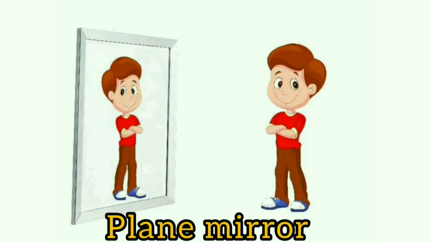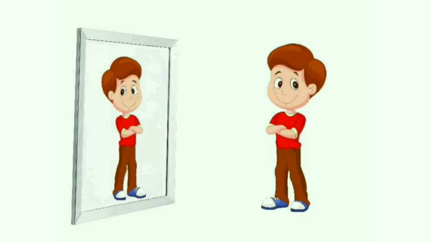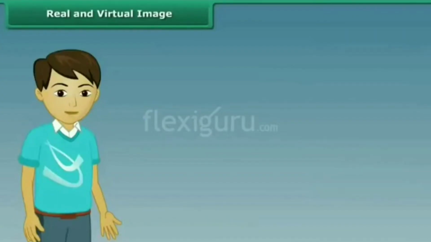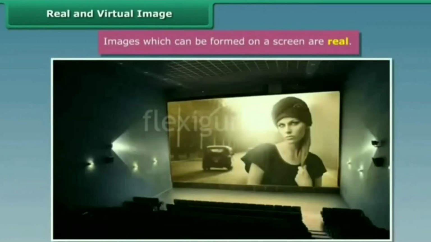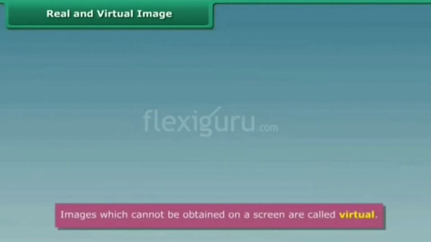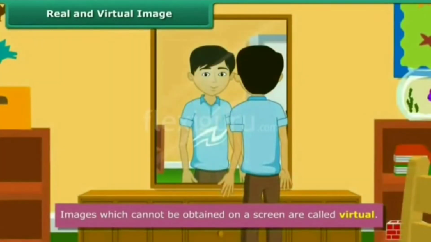Plane mirror. When an object is held in front of a plane mirror, a copy of the object is visible in the mirror. The copy of the object in the mirror is called its image. When you look into a mirror, you see your image in the mirror. An image can be real or virtual. Real and virtual images. Images which can be formed on a screen are real. For example, images formed on the cinema screen are real. Images which cannot be obtained on a screen are called virtual. Example, the image of our face in a plane mirror is virtual.